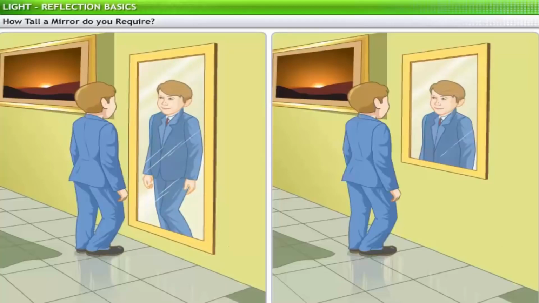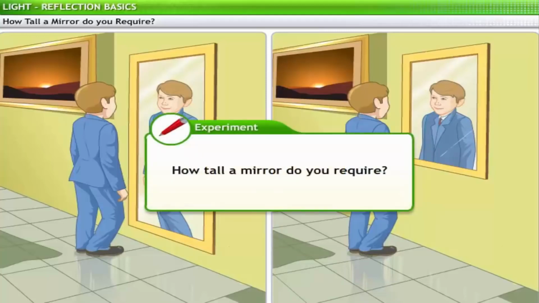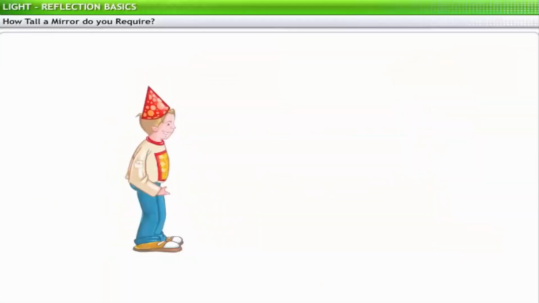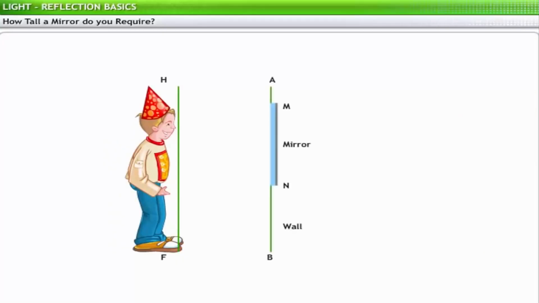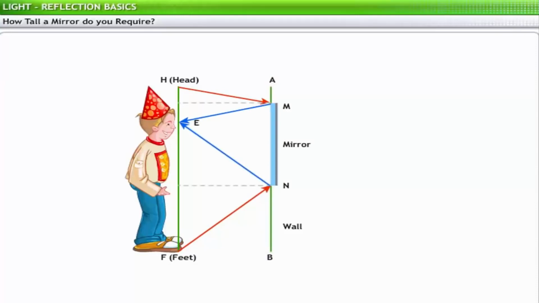A simple experiment can help you determine how tall a mirror you require to view your full image. Consider a person of height HF standing in front of a mirror on the wall, where H represents the highest point on his head, F the lowest point on his feet, and the eye E at eye level. The person will be able to see his full image if he can see points A and B. The mirror requires a height where the incident rays HM and FM, after reflection, reach the eye of the person.